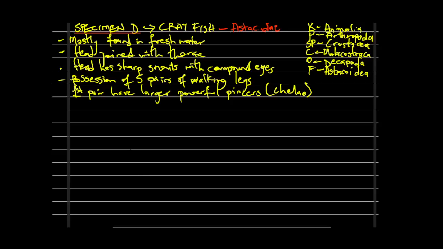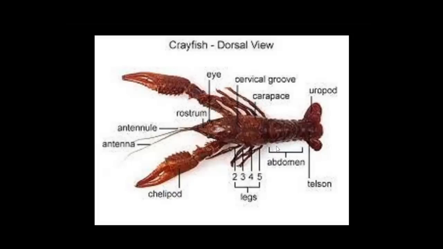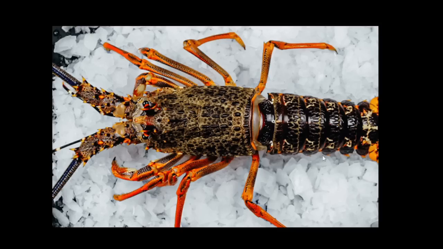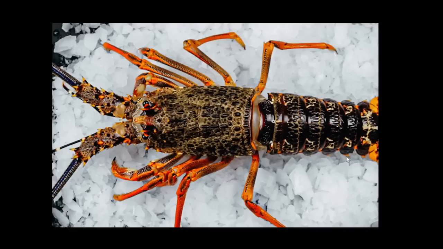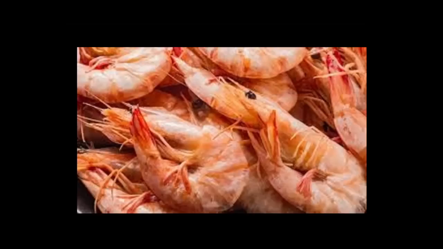Also, it has 5 pairs of smaller appendages on the abdomen. Possession of smaller appendages on the abdomen. So this is what I'm saying here. If you look towards the abdomen here, there are tiny appendages. Underneath the abdomen here, we have tiny appendages. So that is what we can see.